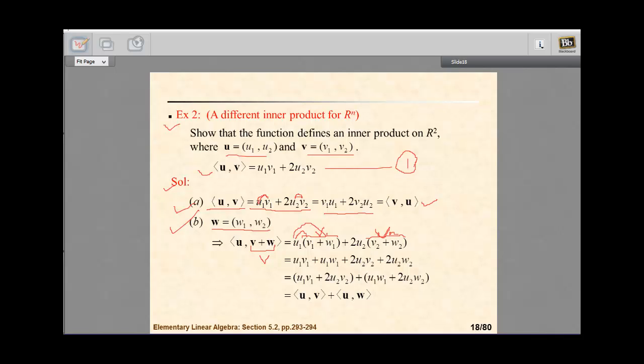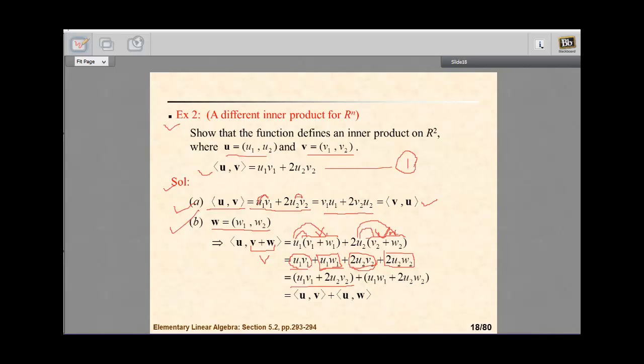Now open the bracket. When you open the bracket, U1 will multiply V1 and U1 will multiply W1. Similarly, 2 U2 multiplies V2 and 2 U2 multiplies W2. When you multiply these, you will get U1 V1, U1 W1, 2 U2 V2 and 2 U2 W2. Now we take them in separate brackets: put the V terms in one bracket and the W terms in another bracket.